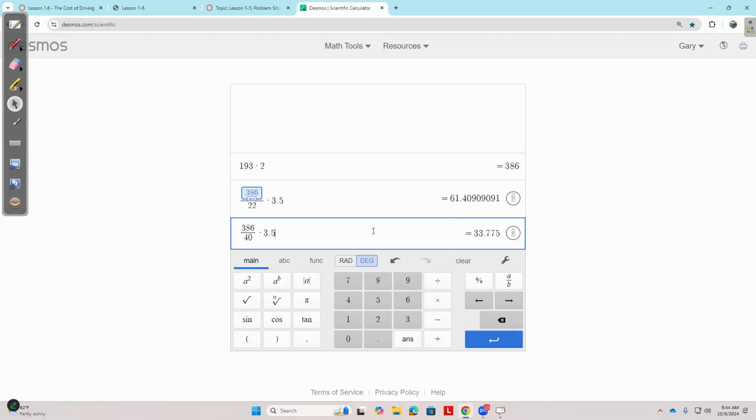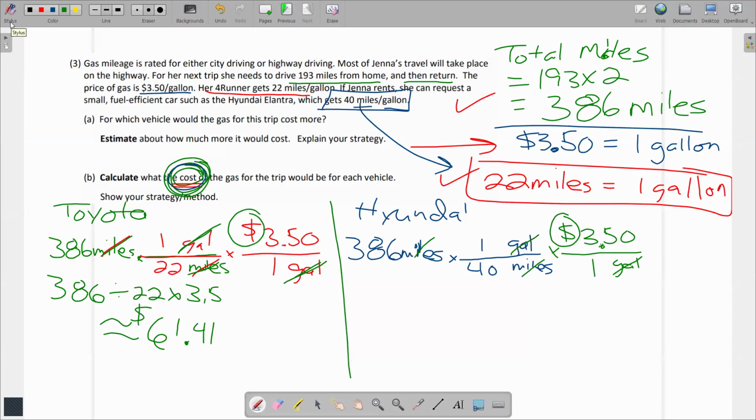33.78. So the 5 tells me to round that 7 to an 8. Anything lower than that, digits 0 through 4, say leave it alone. 5 through 9 say bump it up. Okay. So this is 33.78. I've got about $33.78.